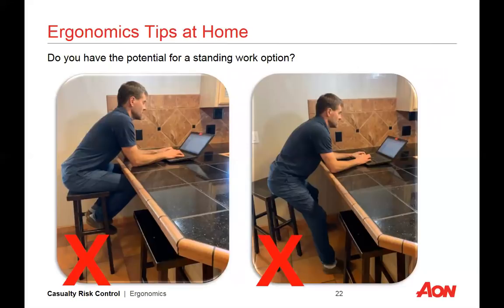Another option you might want to think about is trying to create a standing option. Some of you may have a bar or a kitchen counter that's a little bit higher and could potentially be a good standing option. Now, of course, if you initially start to work on that counter, you might look like the postures you see in these photos, where you're bent over, you're sitting, you're leaning, and of course, we don't want you to be working in that position for a long period of time.